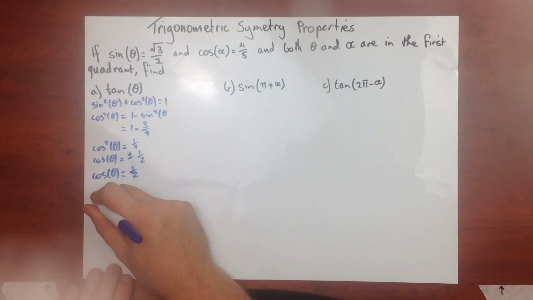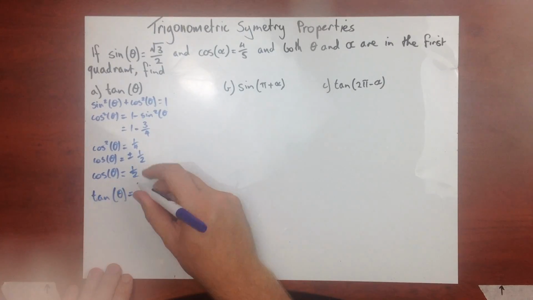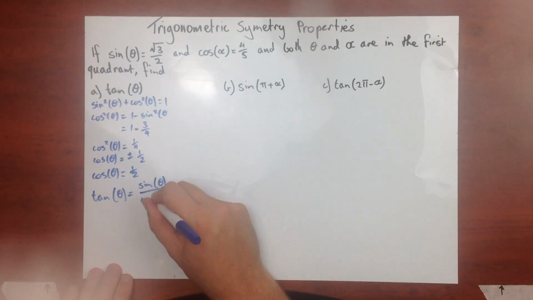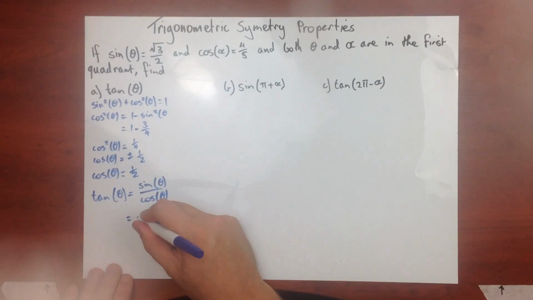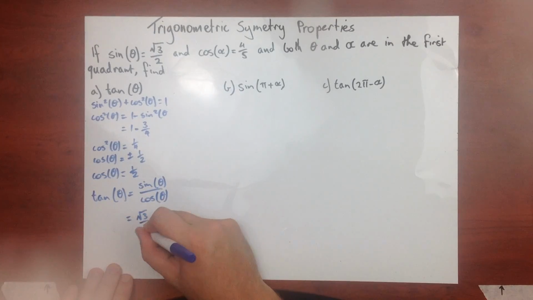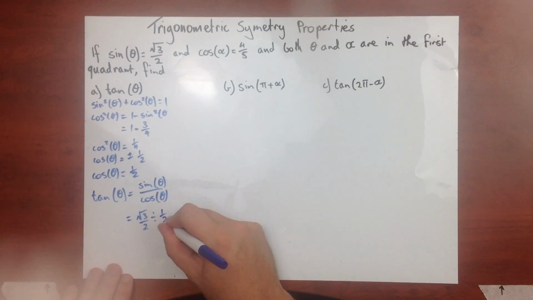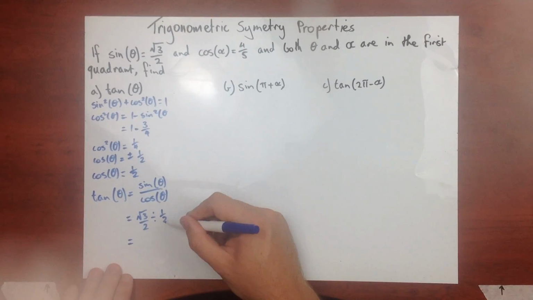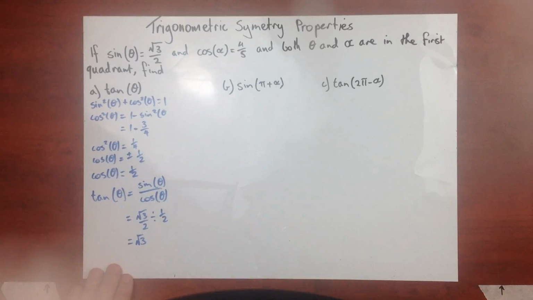Now we can look at tan, because we know tan theta is equal to sine of theta on cos of theta. And again, we know that sine is equal to root 3 on 2, divided by cos, which is 1 on 2. We would flip and multiply, so we flip this one up, our 2's will cancel out, and we get tan of theta equals root 3.